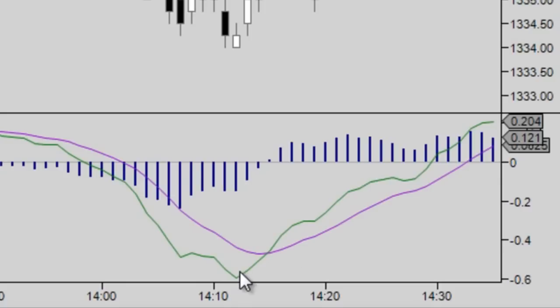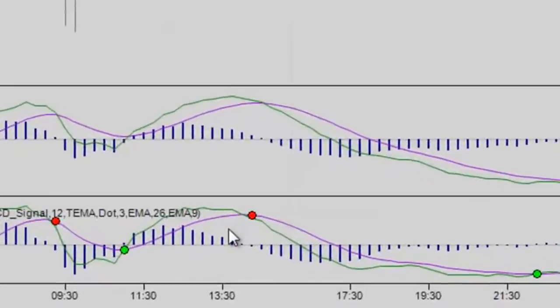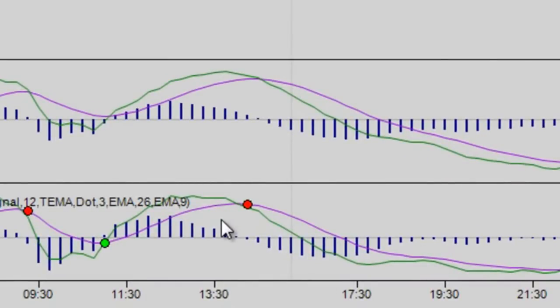So let's take a look at the crossover alert now versus the MACD by itself. Here we have the MACD versus the MACD crossover alert. So as you can see here with the MACD crossover alert, we can set visual indicators as well as audio indicators whenever a crossing situation occurs. Here we've got a bearish crossover indicated by a red dot.